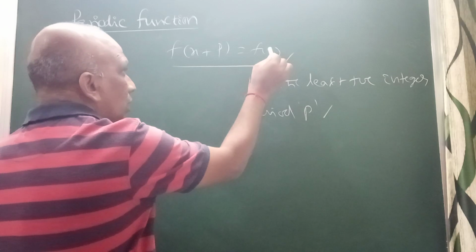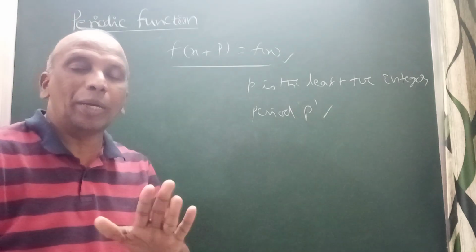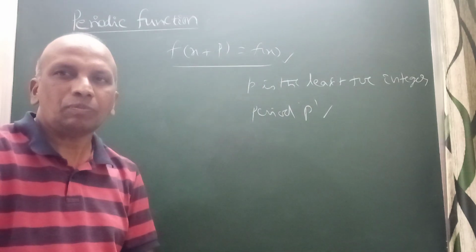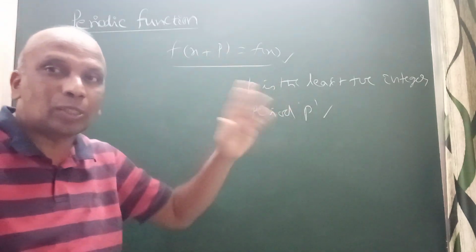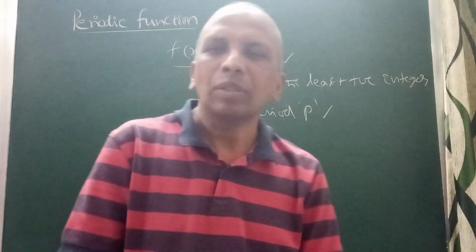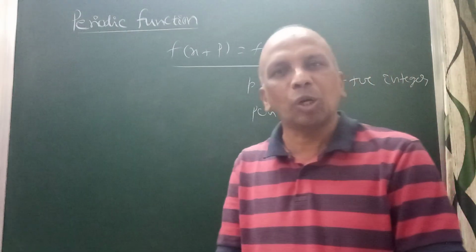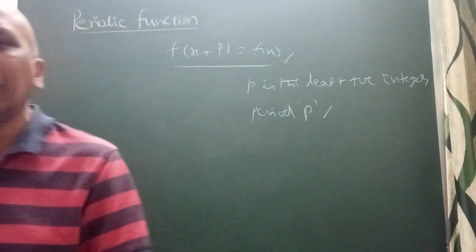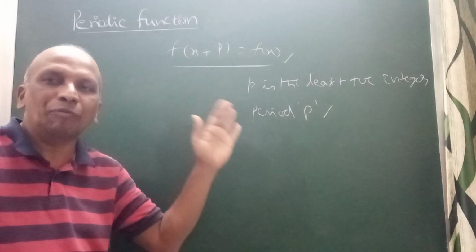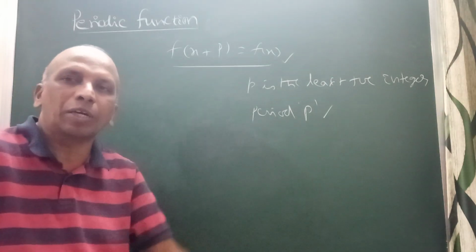But both x and x plus p should be in the domain of f. X belongs to the domain of f, and x plus p belongs to the domain of f. That is possible only when the domain is an infinite interval. When the domain is restricted, the function is not periodic. Remember, if you restrict the domain, it cannot be periodic. The domain of a function should be an infinite interval.